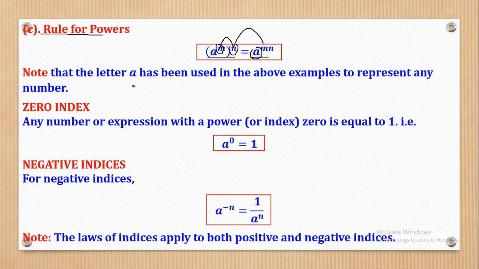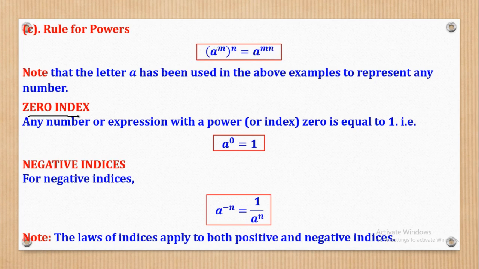The letter a has been used in the above examples to represent any number. So a can mean 2, 3, -1, or integers. It can mean an integer, it can mean whole numbers, it can mean fractions. And the same applies to m and n. So those are the rules.